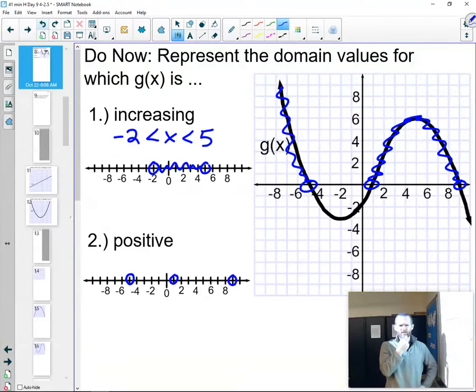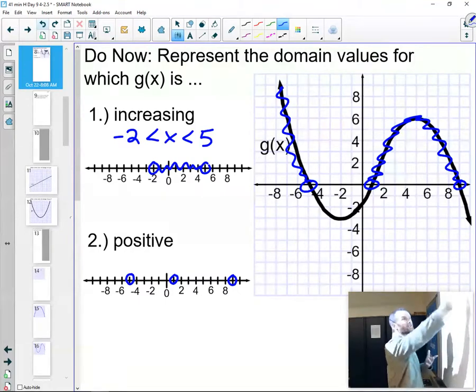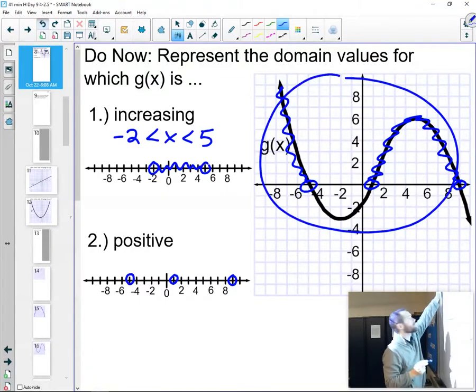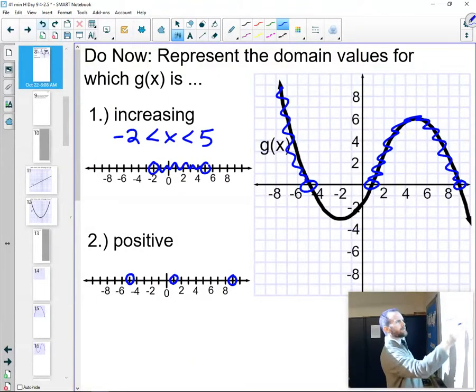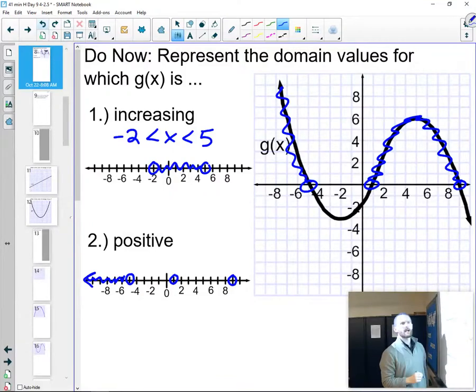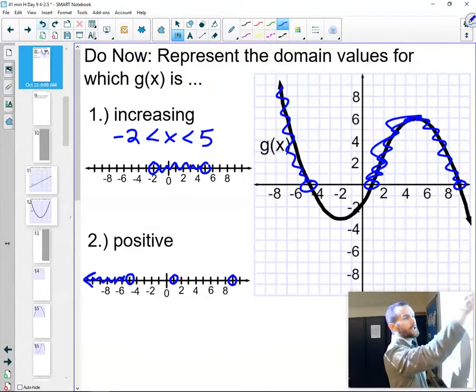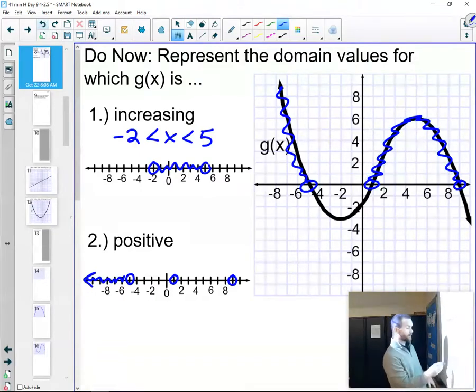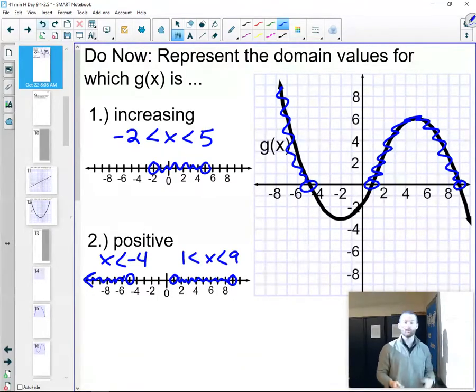So we've got 3 points, which is more than usual, but all we have to do is take a look at the shading we see right here and make the number line match. So from -5, we're shading to the left, so we shade to the left. And over here, we're shading between 1 and 9, so we shade between 1 and 9. To represent these as inequalities, the first one would be x is less than -4. And the second one would be x is between 1 and 9. So there we go. We represented the domain values both graphically and with an inequality.